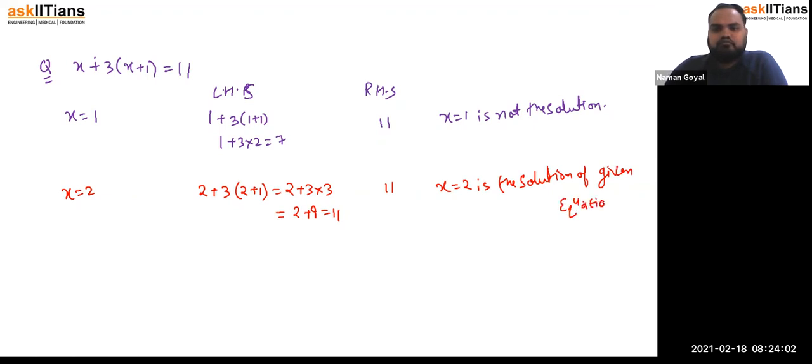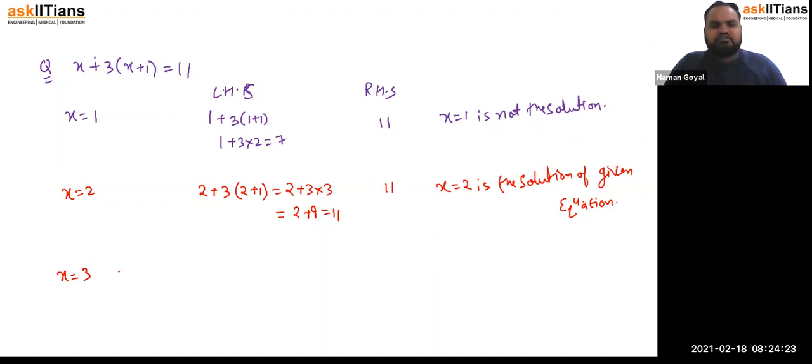Okay. Are you getting my point? Similarly, you can check one more value, because this is a linear equation. For a linear equation, there is only one solution, right? For a quadratic equation, there are two polynomials, so two solutions. This is a linear equation, that's why there is only one solution. So you can check further.